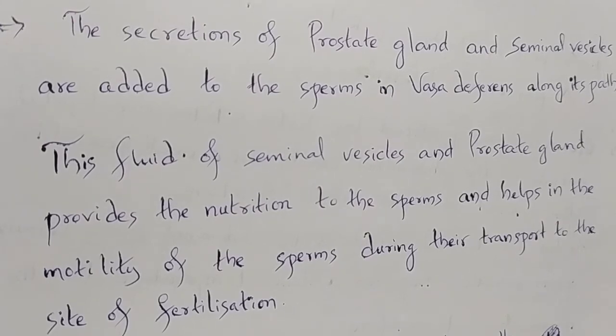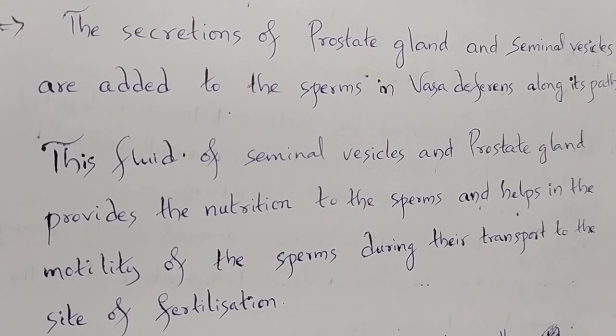What are this prostate gland and seminal vesicles? They are separate glands associated with the male reproductive system. They release some liquid. The prostate gland liquid helps in lubrication of the sperms, and the seminal vesicles liquid nourishes the sperm.